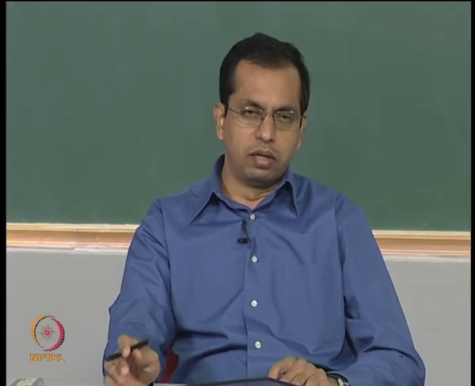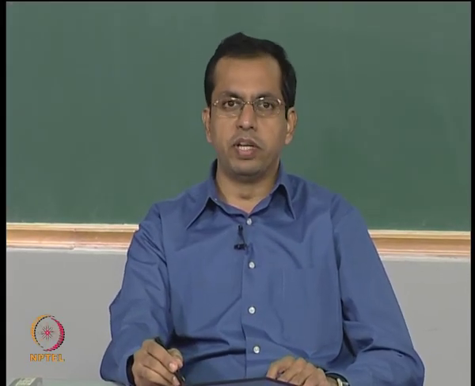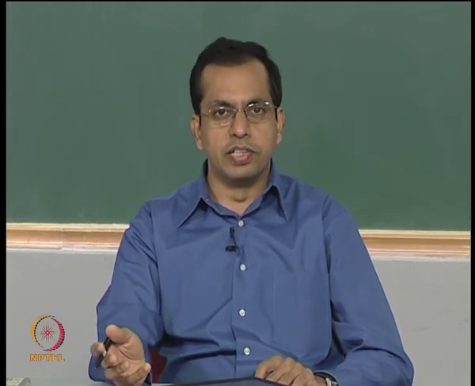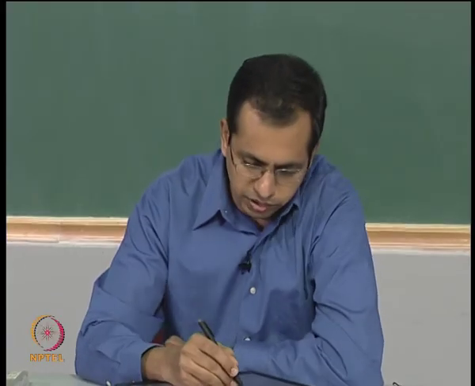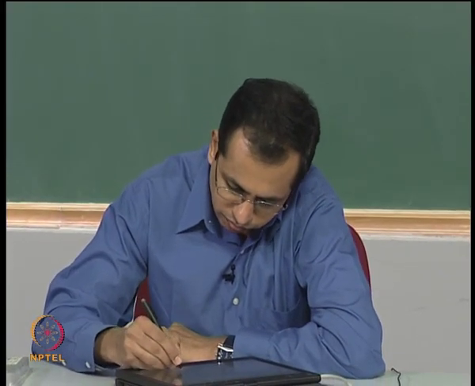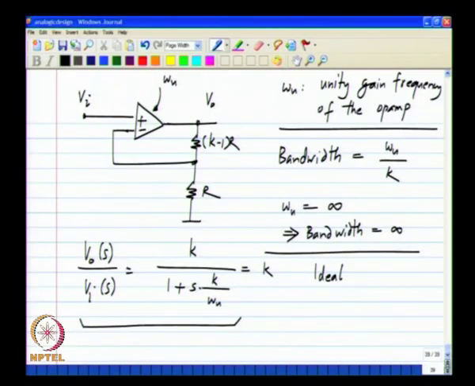Okay. Now, if you set omega u to be equal to infinity, the bandwidth becomes infinity and it shows ideal behavior for all frequencies. Okay. So, this is what is called an ideal op amp. Ideal op amp simply means it is an integrator with omega u tending to infinity.